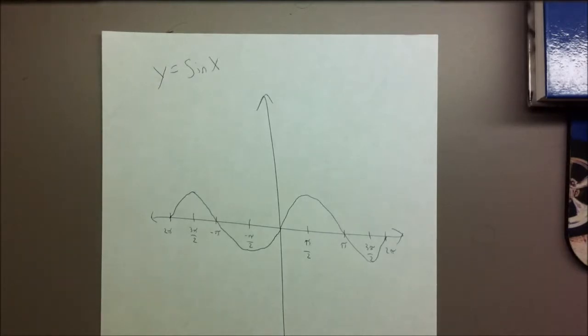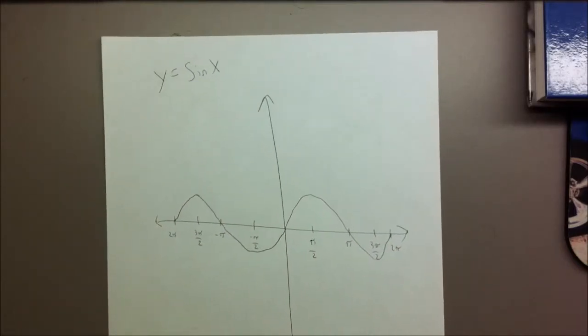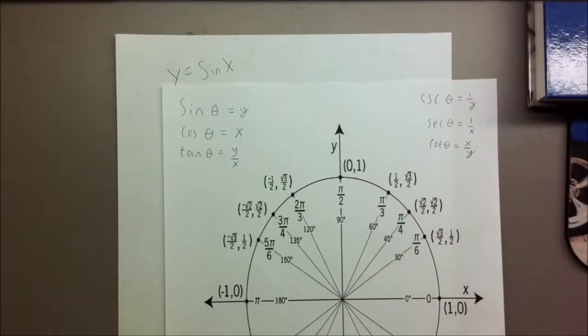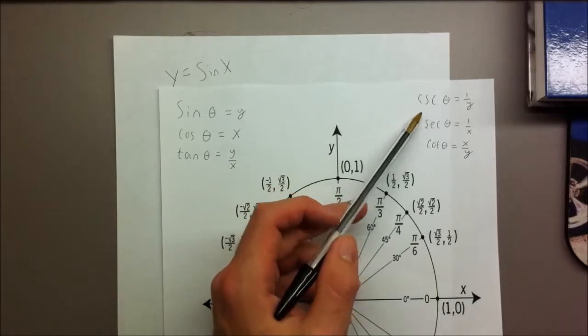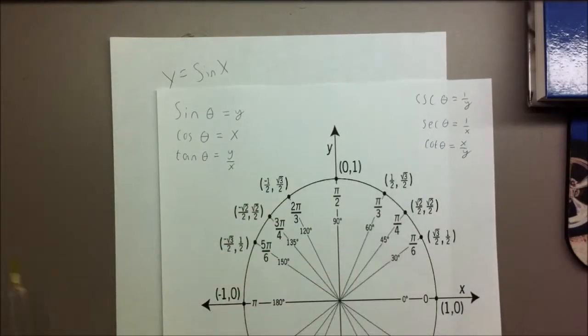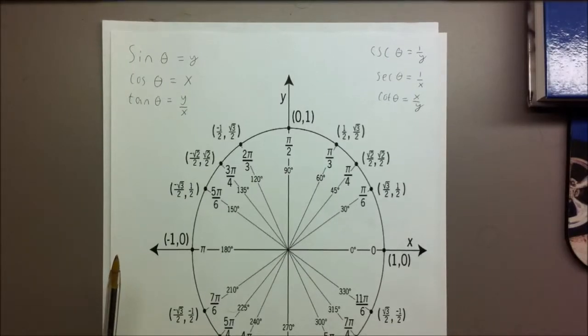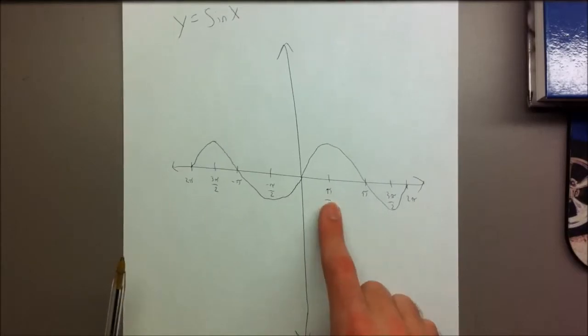Okay, so now what I've done here is I've graphed y equals sine of x. You can graph sine of x, cosine x, tangent of x, cosecant of x, secant of x, cotangent of x. You can graph them by just making a table and plotting points. But here I've already graphed sine of x, and you'll notice when you're graphing.